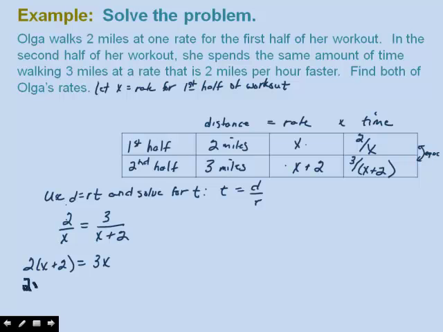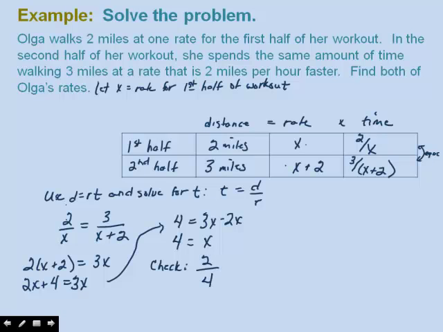Now we can distribute the 2, so we get 2x plus 4 is equal to 3x. So now if we subtract 2x from both sides, that gives us 4 on the left side and just x on the right side. Now let's go back and check the solution in our original equation. So we're going back to our equation with the rational expressions and substituting 4 for x.